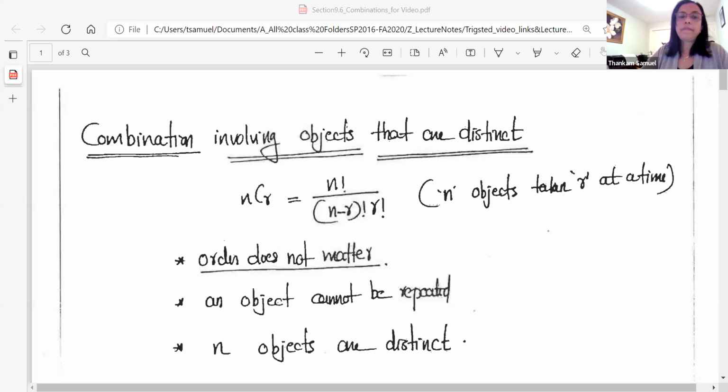Hello, in this section, we will focus on counting techniques that involve combinations. Specifically, combinations involving objects that are distinct. So the number of combinations of n objects taken r at a time is given by the formula nCr equals n factorial over n minus r factorial times r factorial.